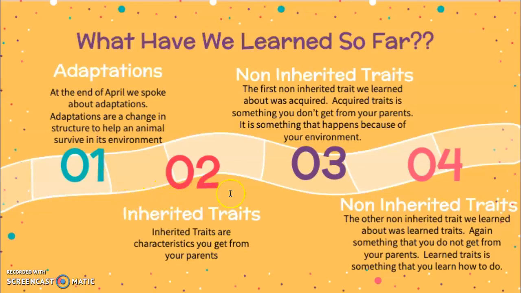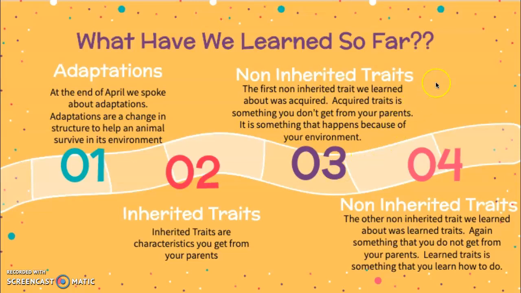Then we started talking about inherited traits recently. Remember, these are traits that you get from your parents. Like if your mom has brown hair and you have brown hair, you got your brown hair from your mom. Now, next we moved into non-inherited traits. Remember, there were two different types of non-inherited traits. There were acquired traits and there were learned traits.